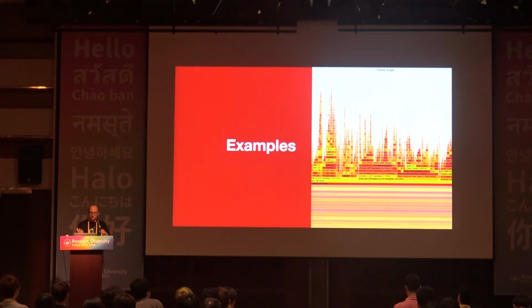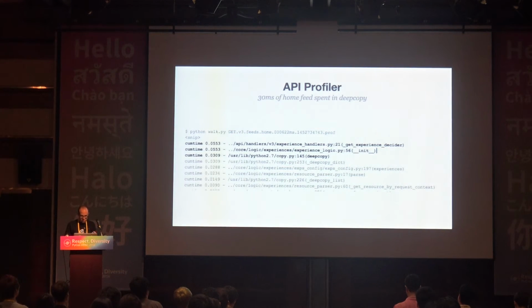So some examples of how this all fits together, and these are real examples from Pinterest. One of the things we saw from using the API profiler was we had this big deep copy over here, and it was taking 30 milliseconds per request. So every single time you're doing a request, you're taking 30 milliseconds to do a deep copy. That looks like a lot, but 30 milliseconds for an end user is really not noticeable. Maybe this is a rare case.